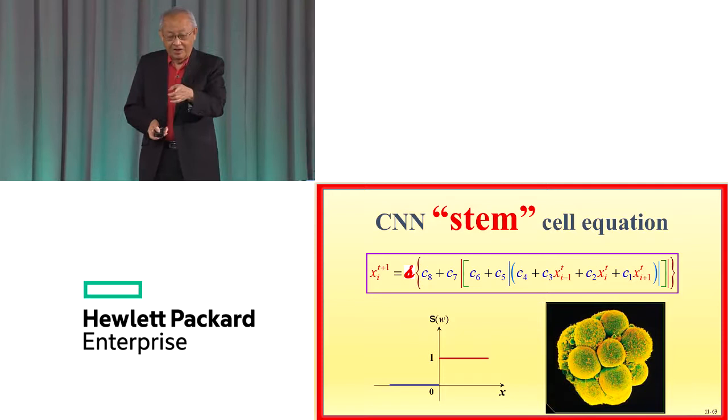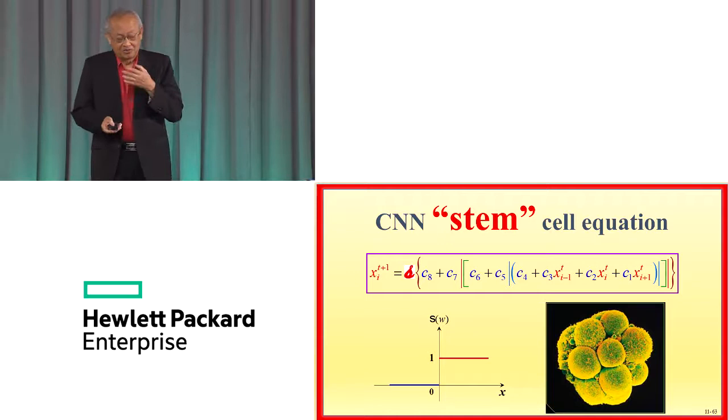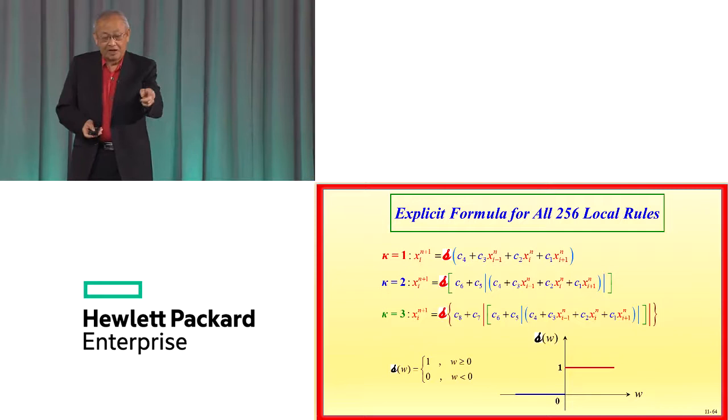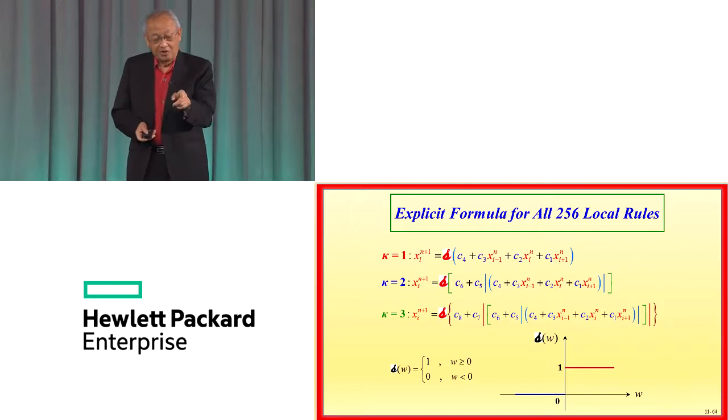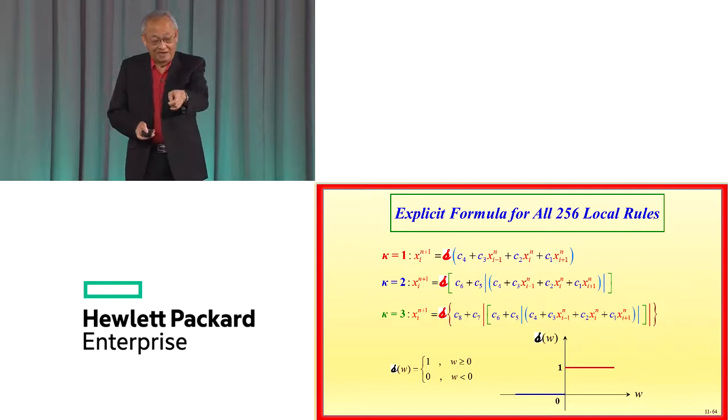And by the way, I call this a stem cell because it's very similar to a human stem cell. And as I said, the most complicated case is case 3, k equal to 3. A few minutes from now, you will see that I call that the index of complexity. So index 3, you would need 8 coefficients. Index 2, you need only 6. Index 1, only 4. And 137 would turn out to be index 2, okay?